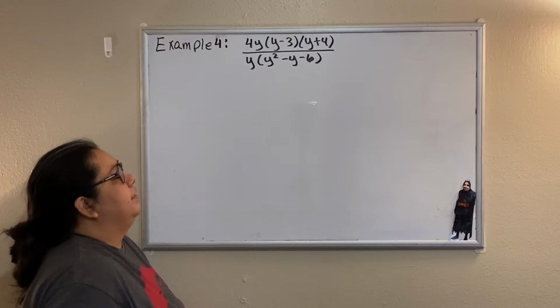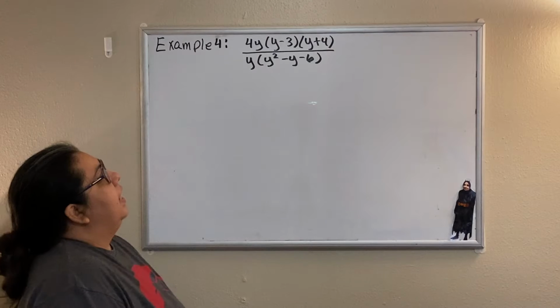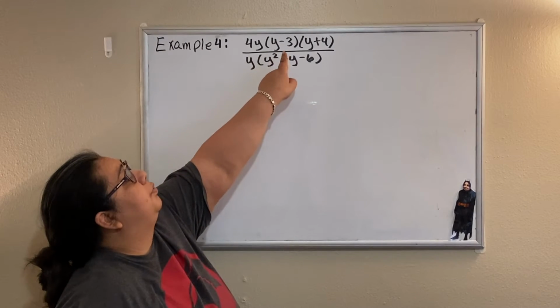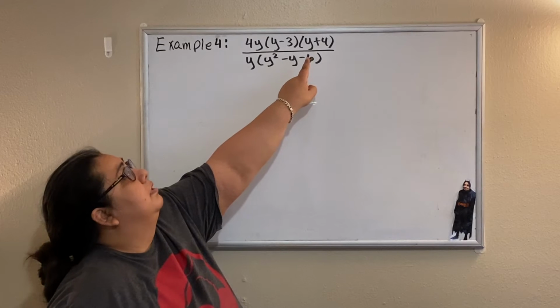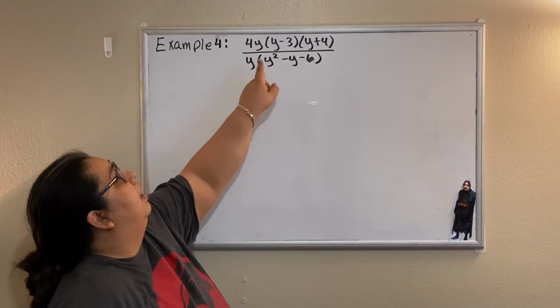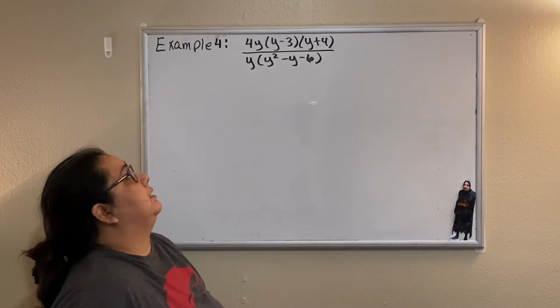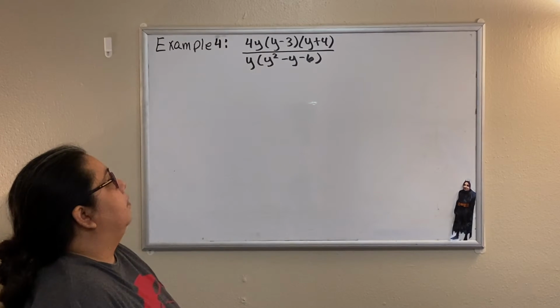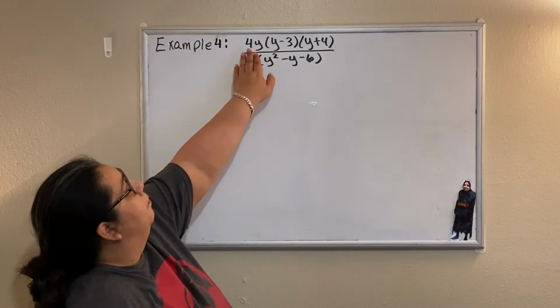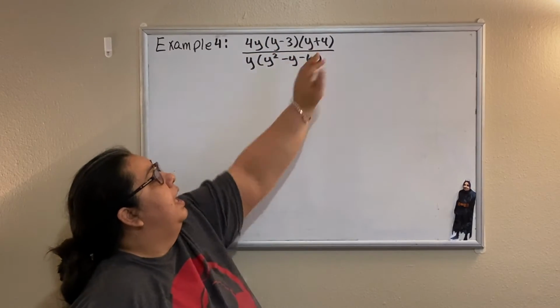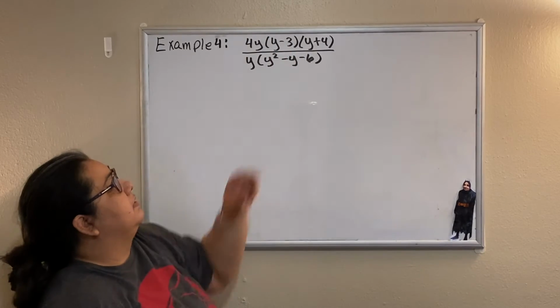Example 4 is 4y times (3 minus y) times (y plus 4) over y times (y squared minus y minus 6). So the numerator is fully factored. We have 4y, we have y minus 3, and we have y plus 4, nice and factored.